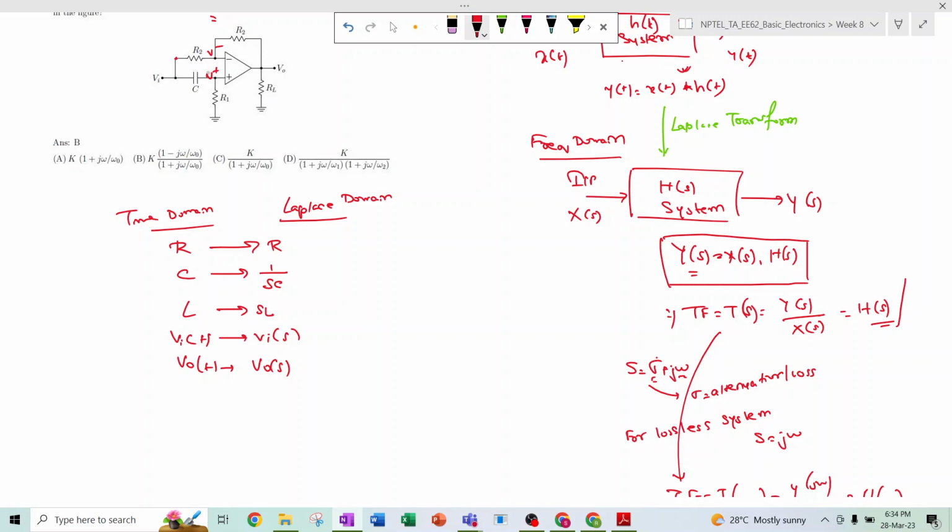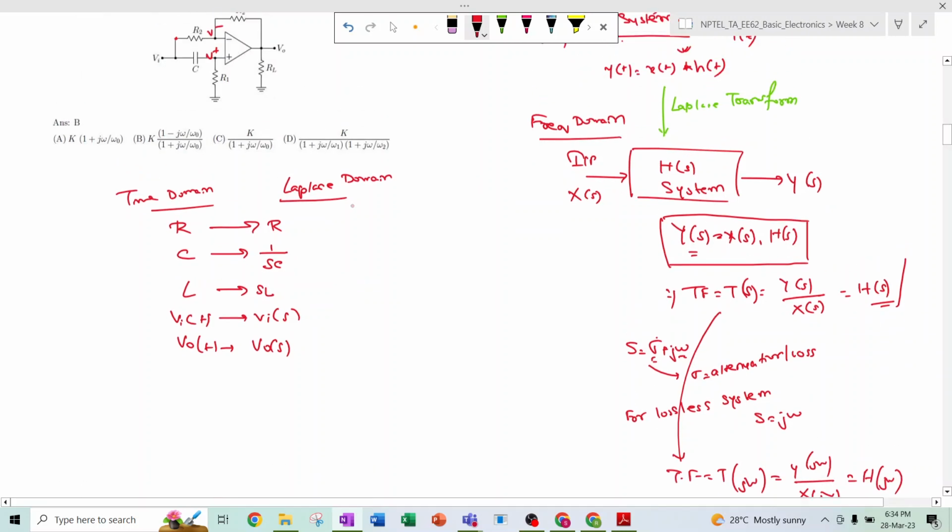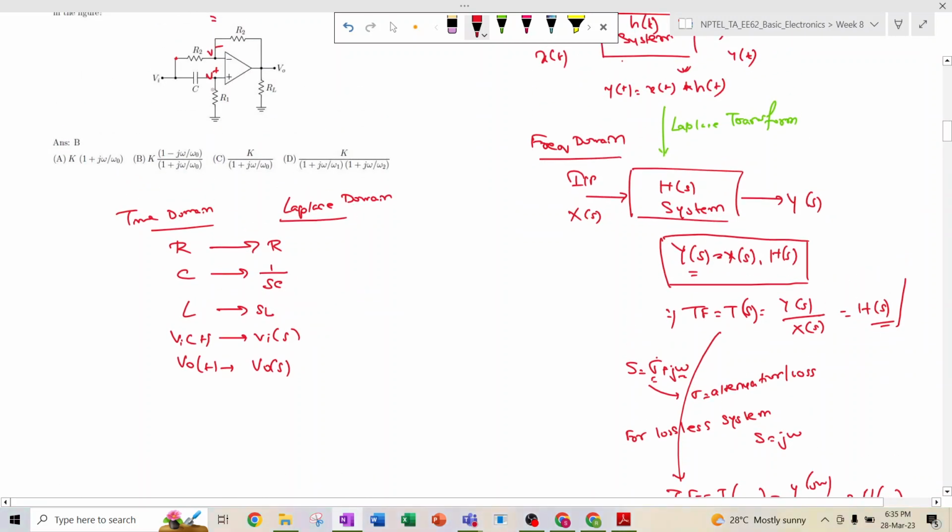Here we can easily use KCL and KVL, and we can solve this problem. So how can we solve it? The voltage V plus, using the voltage division formula, is V plus in the S domain. We are analyzing it in the S domain.